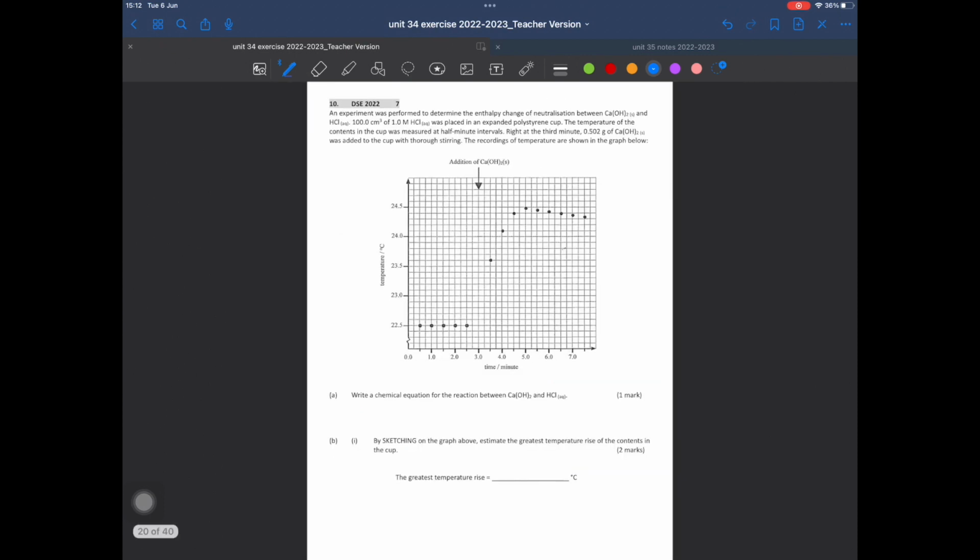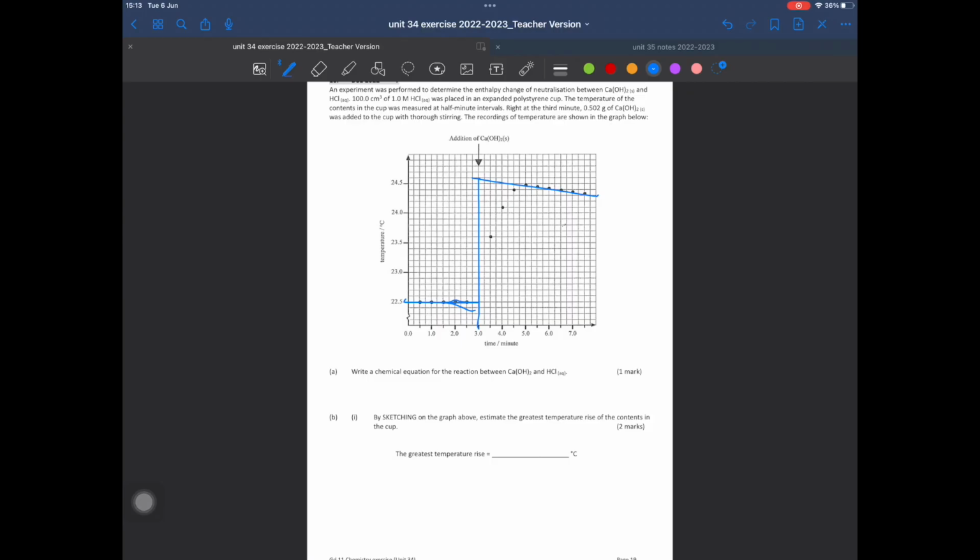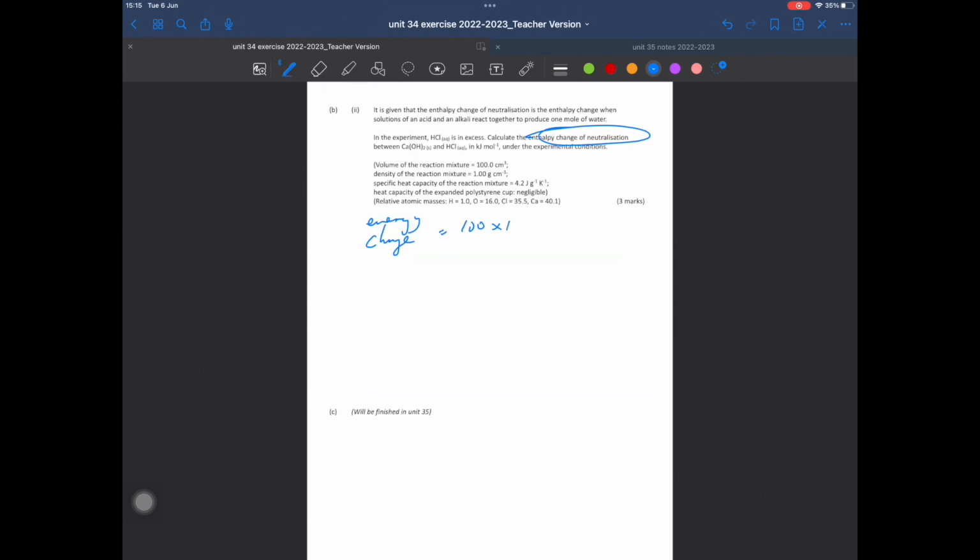Question 10. First of all, find the maximum temperature change. And yes, it is not possible for you to use different colors in the examination. So please make sure your work is clear enough for the marker to observe after your paper is scanned and shown on the screen. There is the highest temperature, right? And the temperature change should be 2.1 degrees Celsius. Oops, yeah, we forgot the chemical equation. And here is part B.